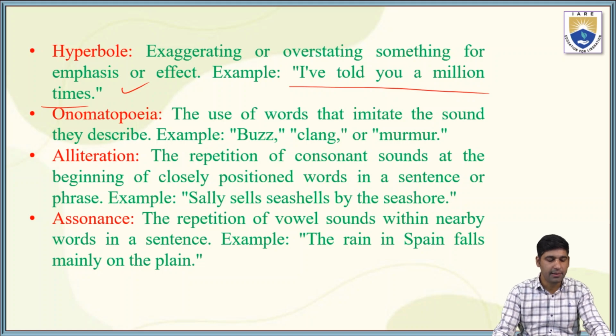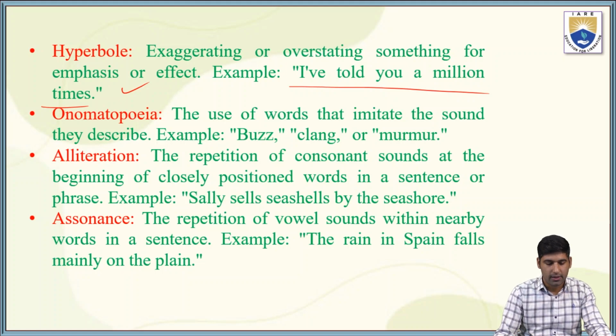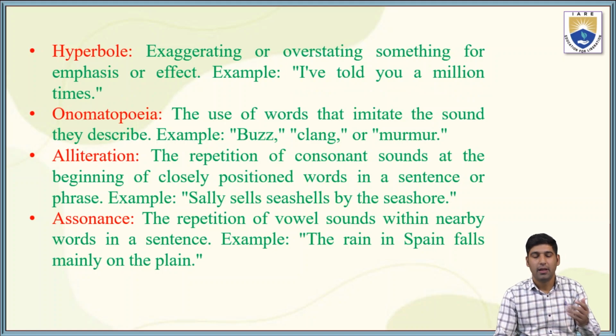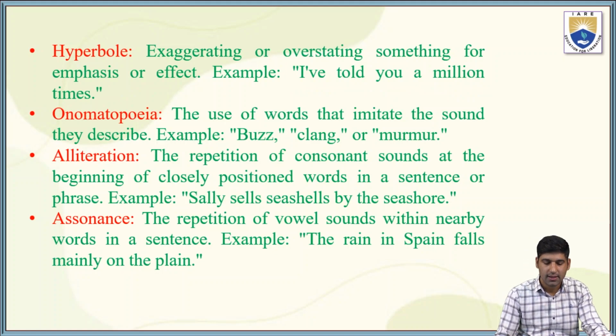Then we have another term, onomatopoeia. What's onomatopoeia? That is the use of words that imitate the sound they describe. The use of words which imitate the sound which they describe. Like there is a word buzz. It imitates the sound which it describes, and there is murmur, clang.